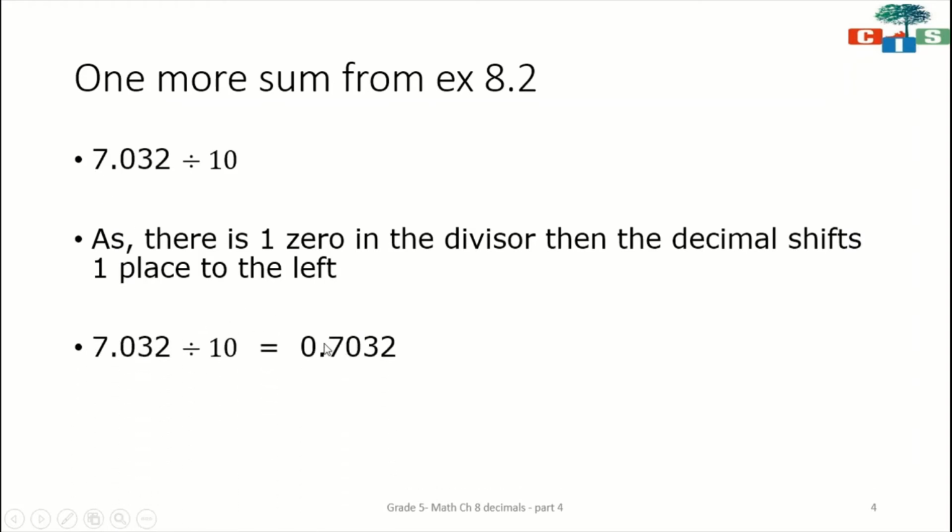So our final answer will be 0.7032. And then we will write 0, because we don't have any number, so we'll write 0. So our final answer will be 0.7032. Okay scholars, now we'll start with division by 100.